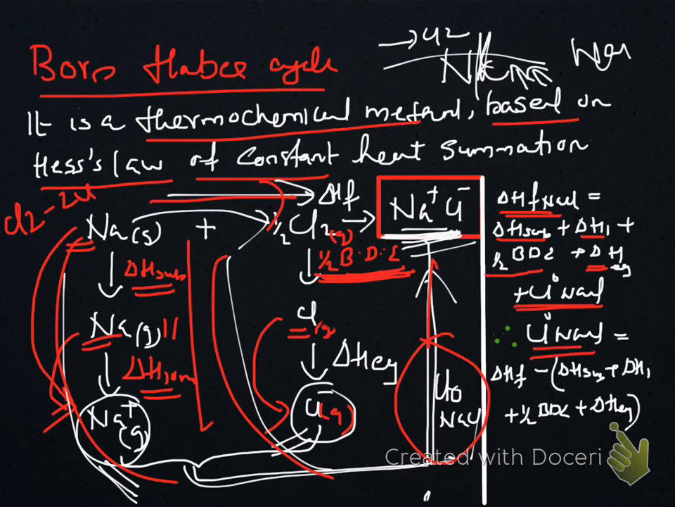Therefore, lattice energy U0 of NaCl equals delta HF, which is on the left side, and all other parameters can be taken to that side. So delta HF minus delta H sublimation plus delta H ionization plus half into bond dissociation plus half into electron gain. If you remove this bracket, you have to put a minus sign here, here and here. So both equations can be used with or without bracket.